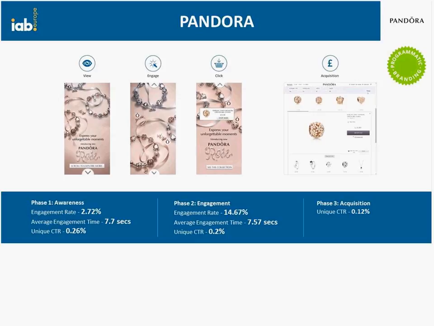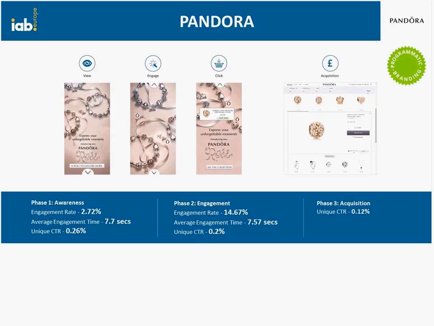The next phase of the campaign was to engage users, and average engagement time spent on the banner was around 7.57 seconds. We've got an in-house creative team who built these units. And as you can see from the screen here, there's a number of different interactive panels and elements. That also lends into the phase 3 performance metric of acquisition.